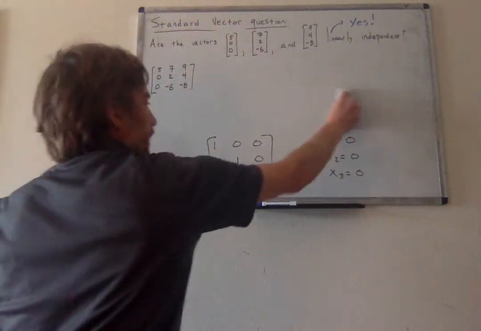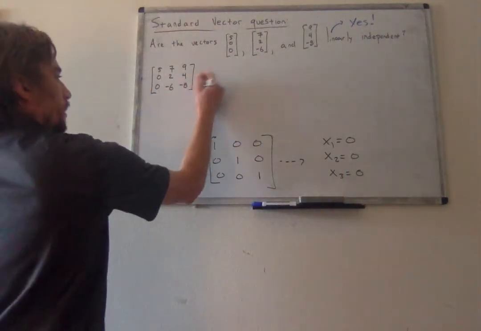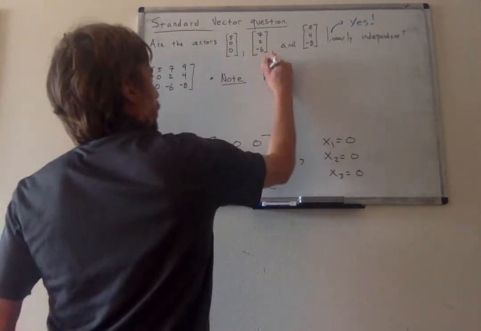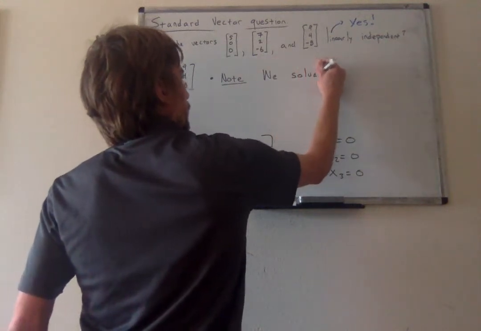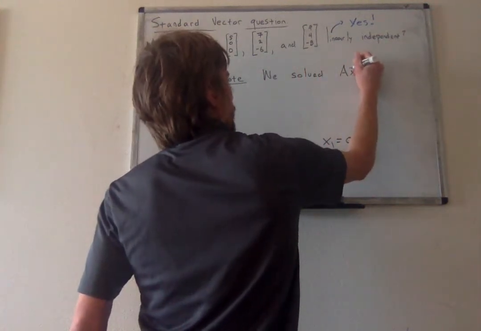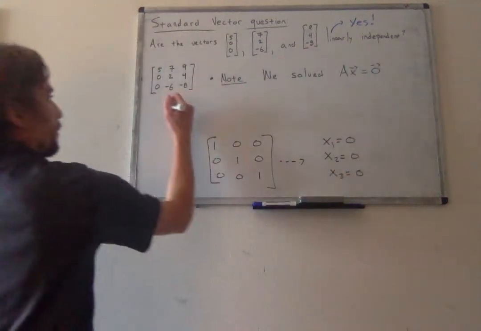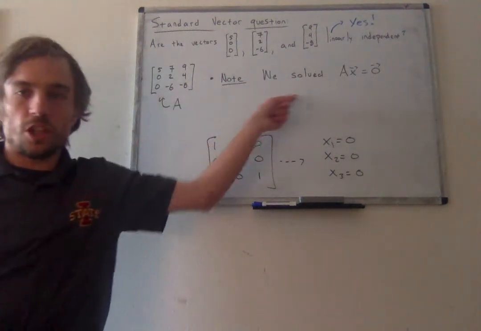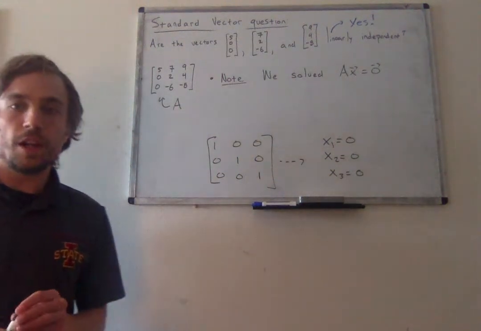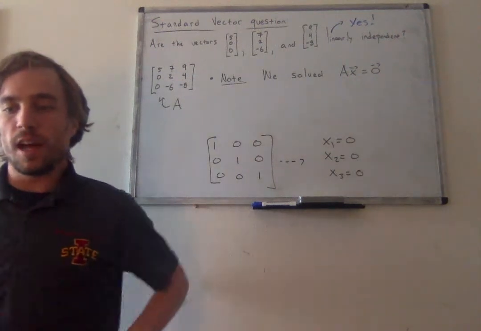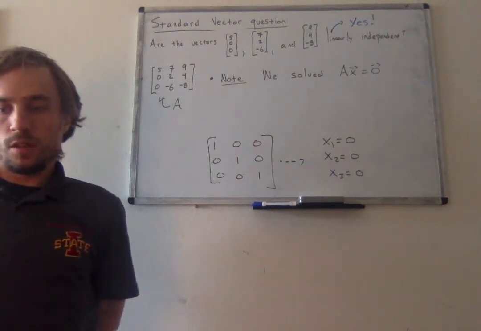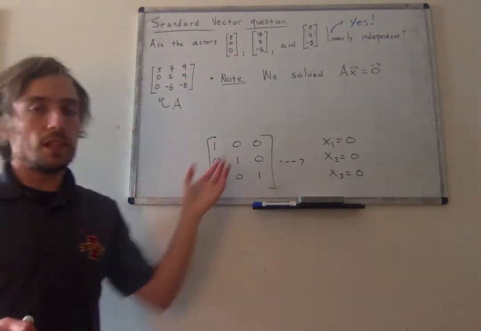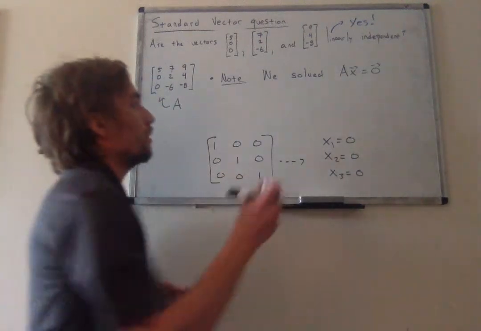So notice what we did here. We just solved the matrix equation AX equals 0, if this is our matrix A. And again, this is what I was saying, that this very much corresponds to what we did in section 1.5. We just made these vectors the columns of this matrix A, solved this, and showed that this only had the trivial solution.